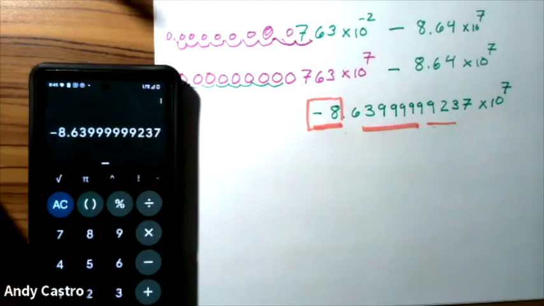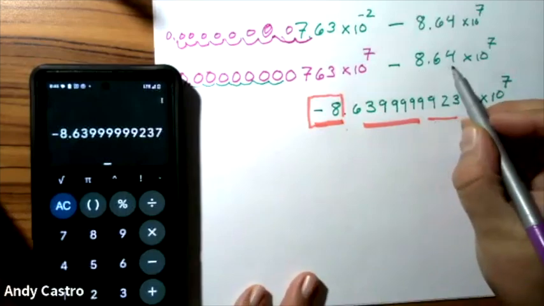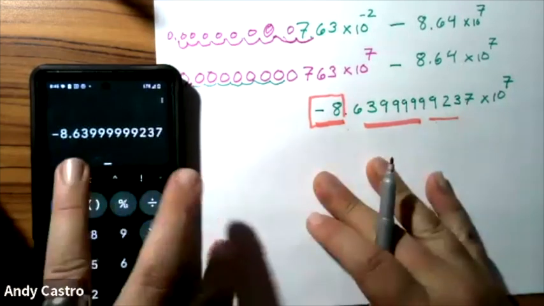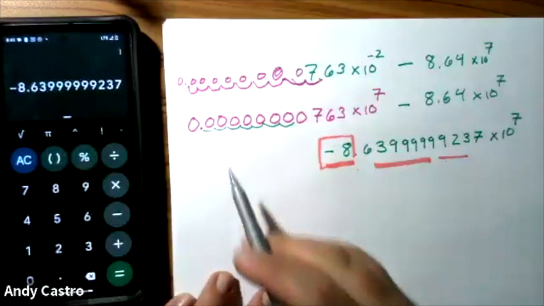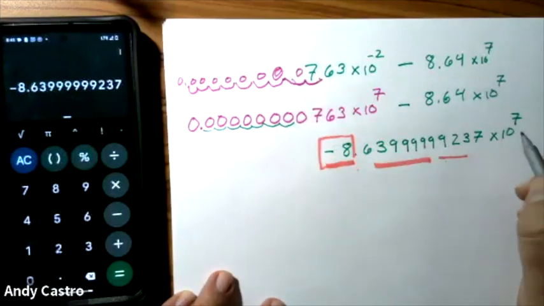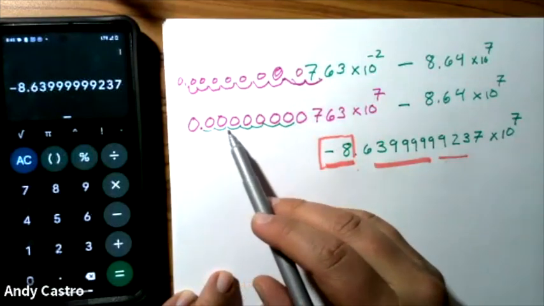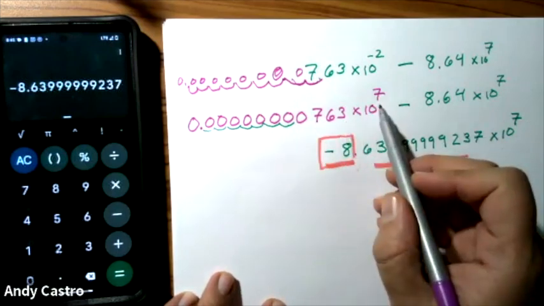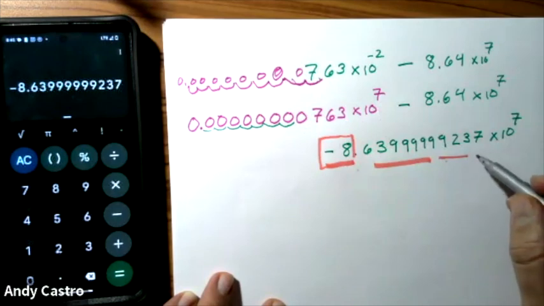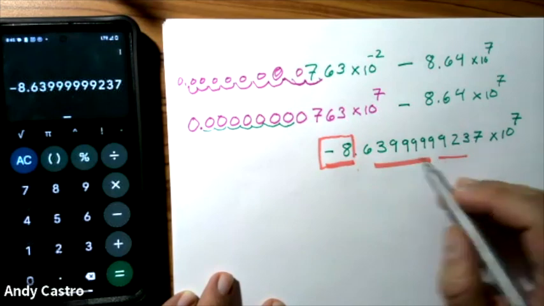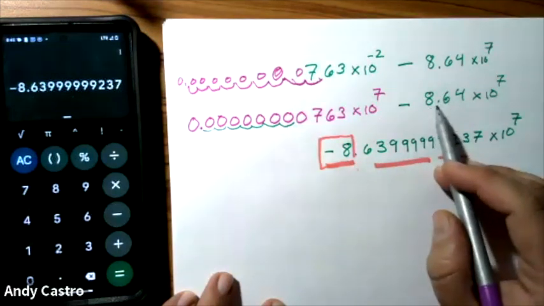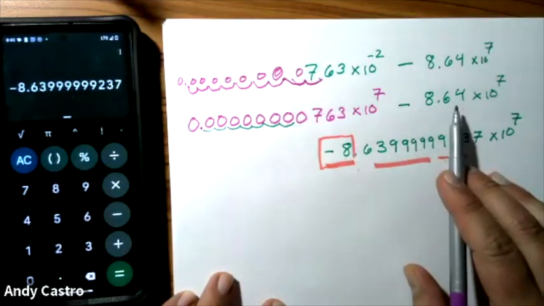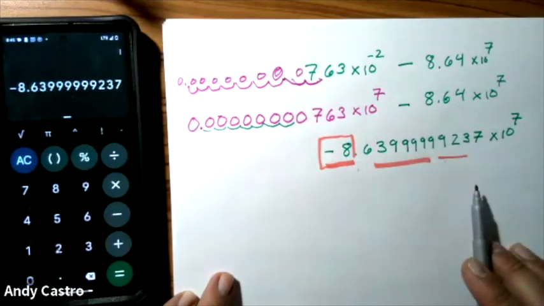And this makes sense if we think about it, because if you have 8.64 times 10 to the 7th, and you subtract 0.00000000763 times 10 to the 7th, you can kind of see how the 763 took this number down a little bit from 8.64. So that seems to track.